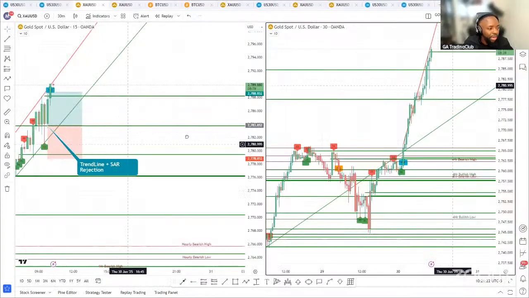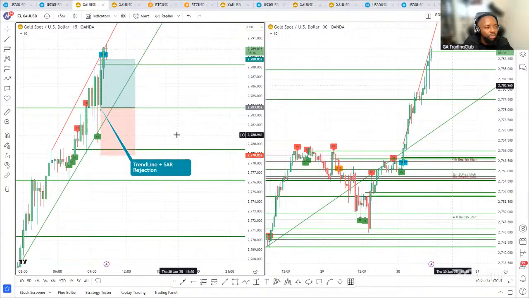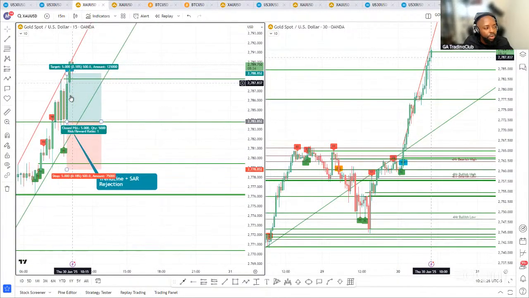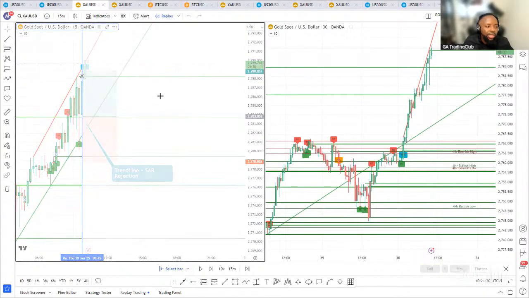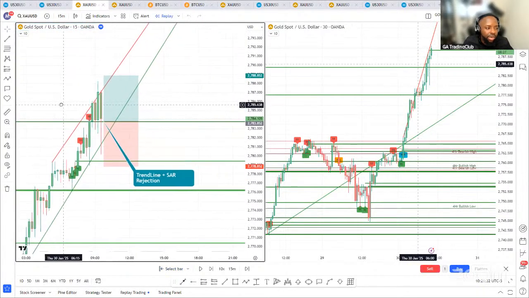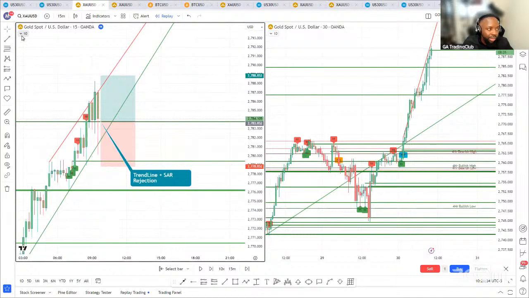You remember that $5 TP and stop loss we talked about for gold? Full TP on that one, right? So if we recap this trade again, these are the trades again. This trend line and SAR rejection, pretty. This is the strategy that I have the highest win rate with.